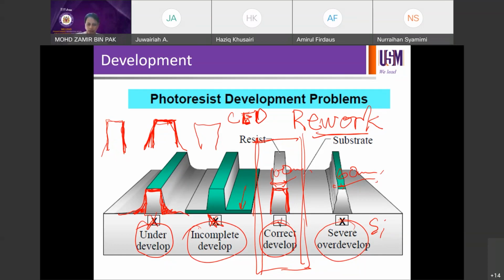Okay, scrap is the last thing you want to do. It means the whole thing is gone. Wafer tak boleh guna dah. Kalau rework, you can just strip off the resist. Mana resist dah tak ada, you go send it back to start lithography. Then you can redo the CED, hoping that you're going to get the right features.